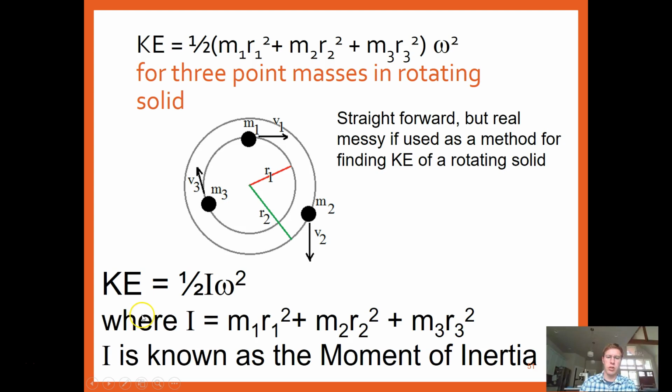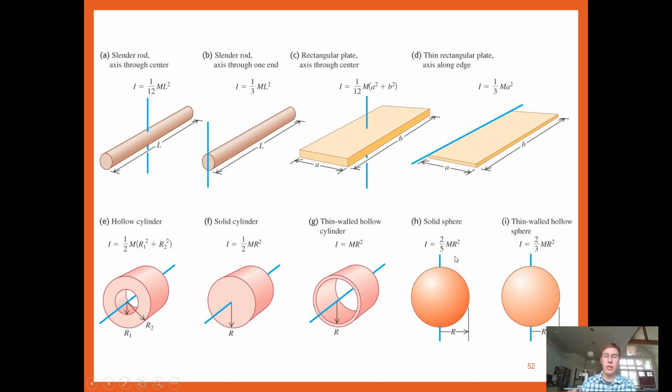So moment of inertia for point masses is defined as m1 r1 squared plus m2 r2 squared plus m3 r3 squared. And you can do that for as many point masses as you have. And that's the moment of inertia. Now, if you have an object that's not a single point, the way you go about figuring out what its inertia is, is by doing calculus.